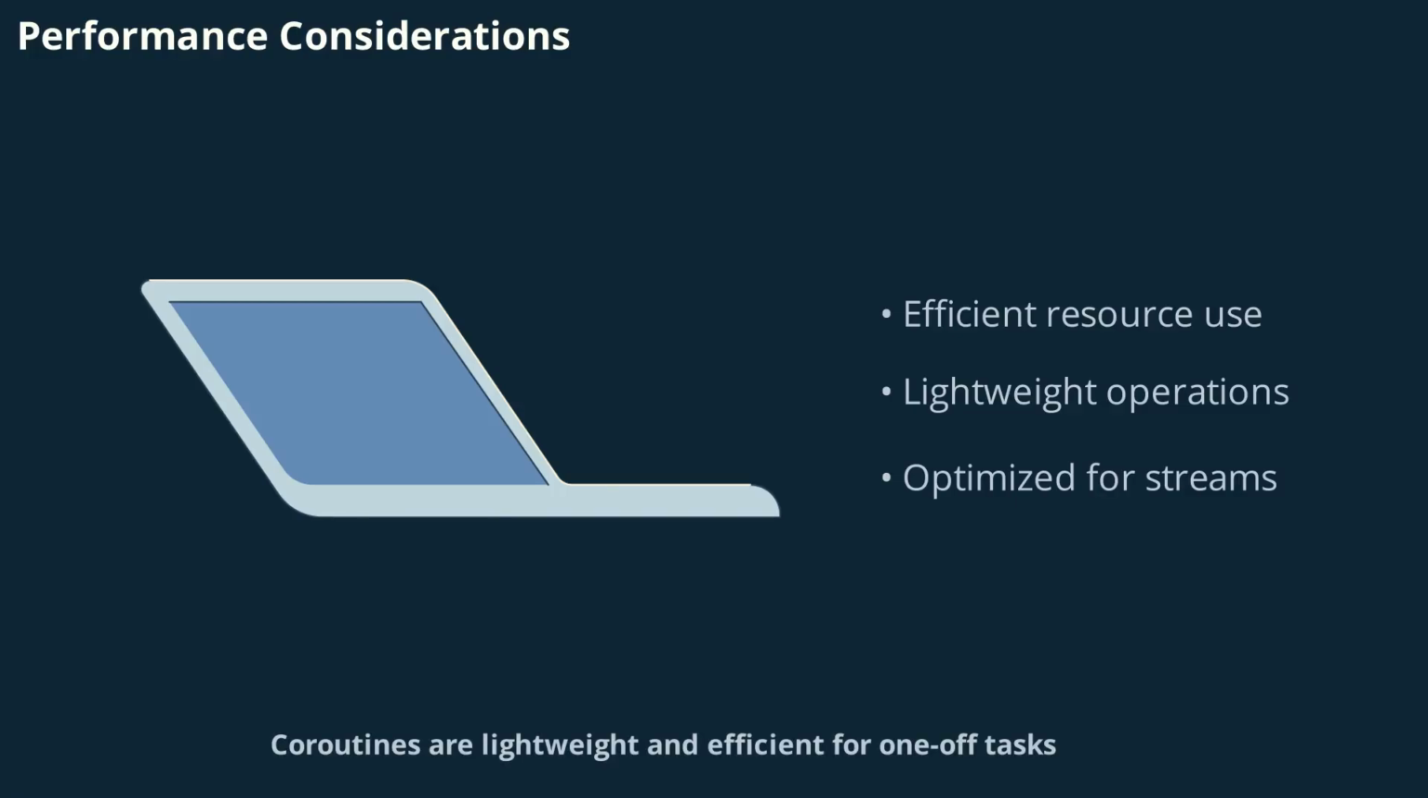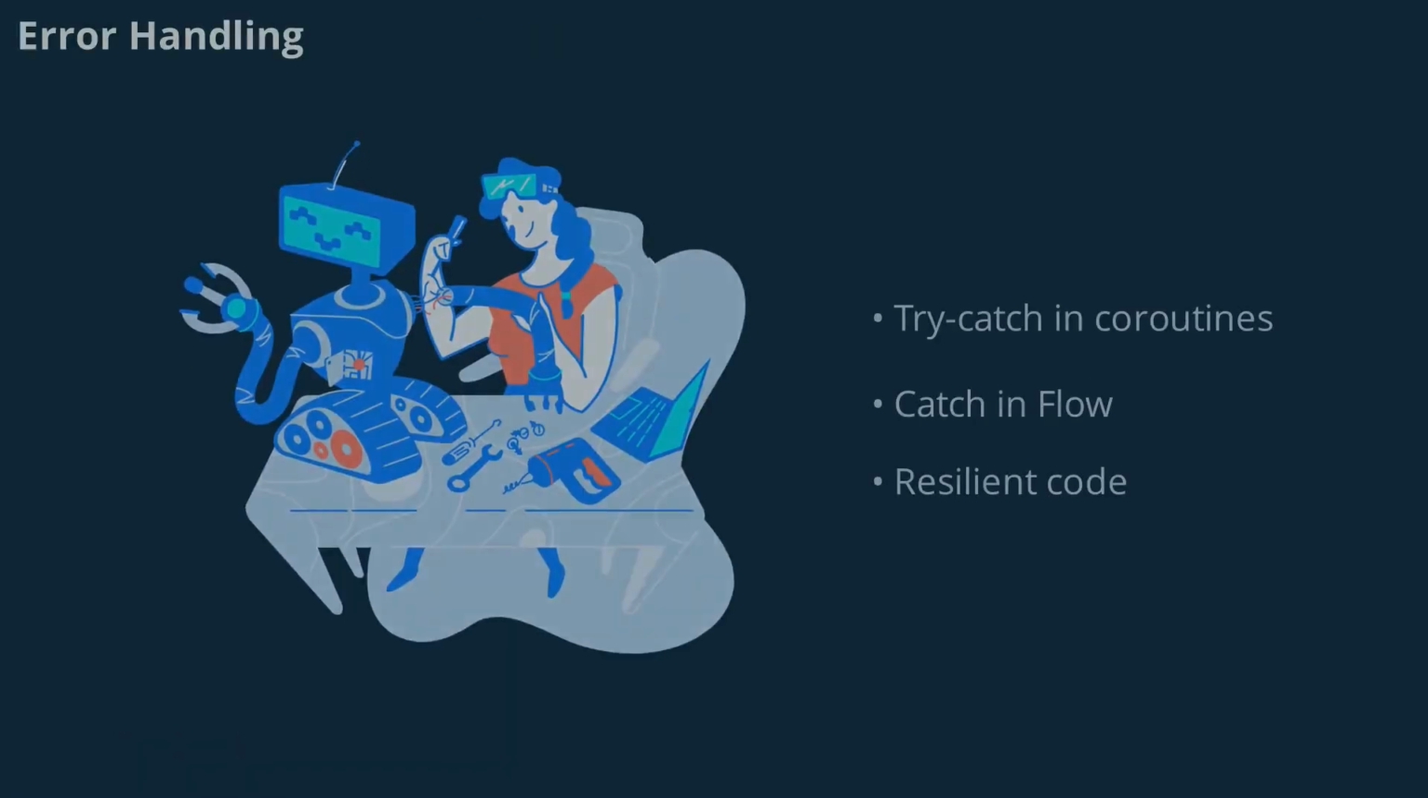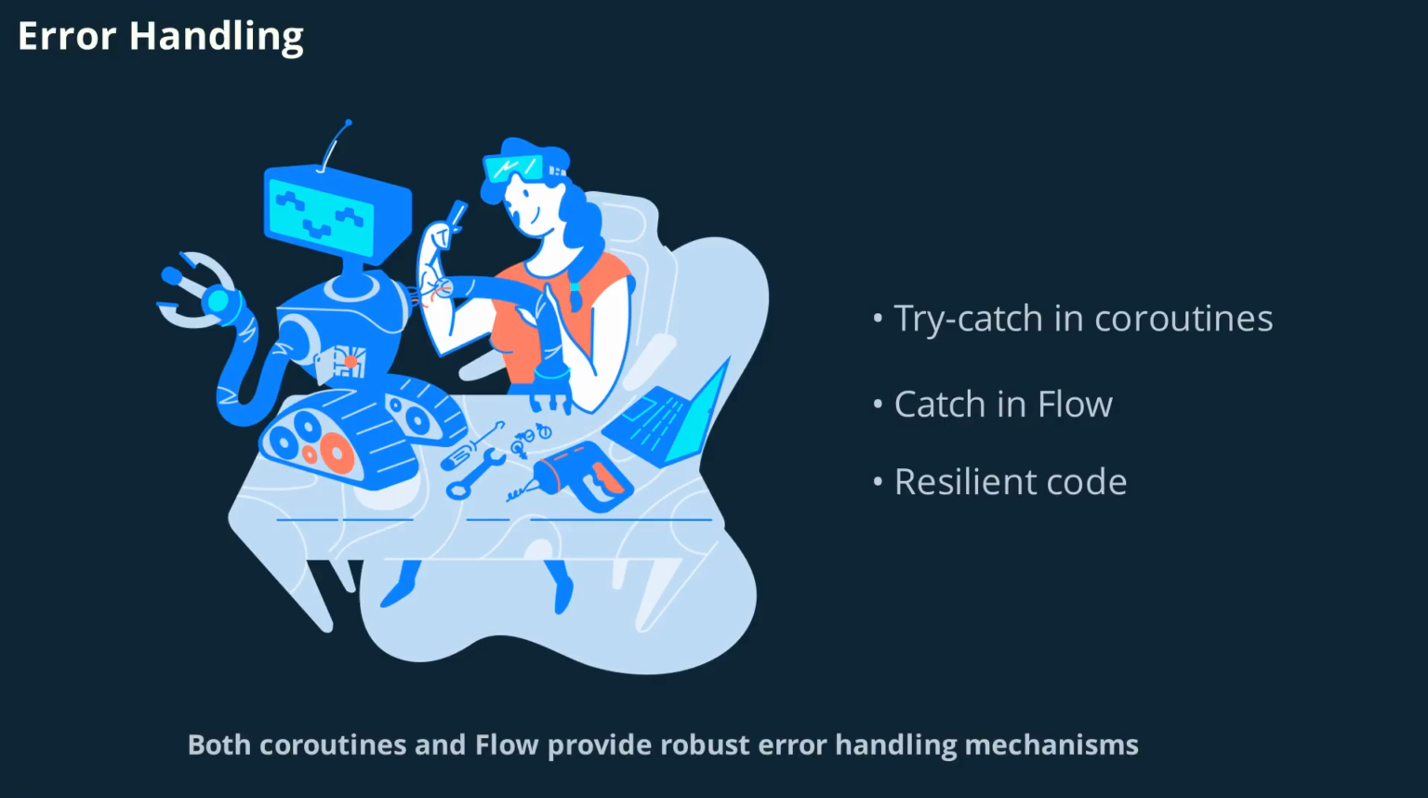Coroutines are lightweight and efficient for one-off tasks, while flow is optimized for handling streams without overwhelming your app. By choosing the right tool, you can ensure your app remains fast and responsive. Both coroutines and flow provide robust error handling mechanisms.